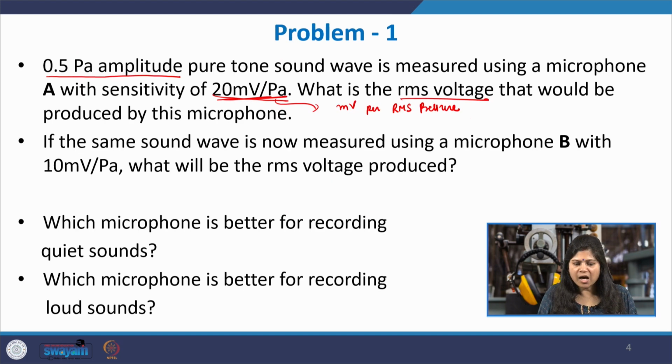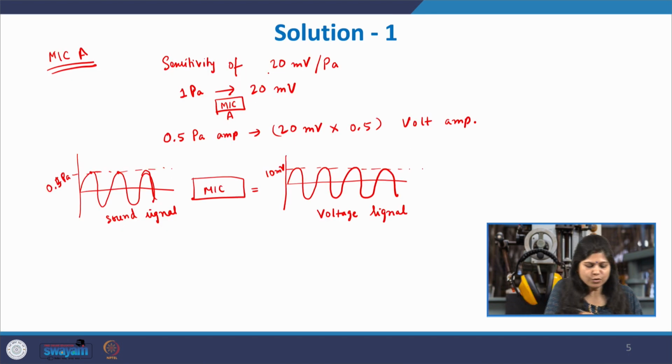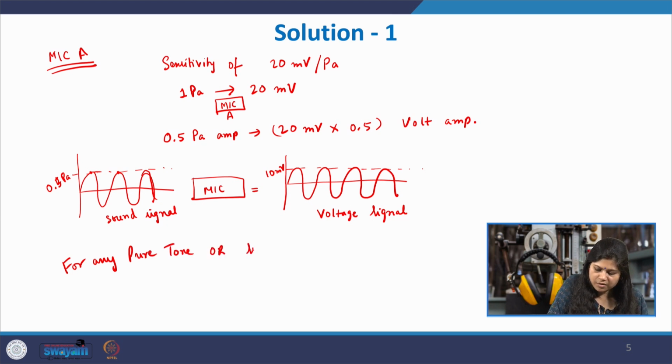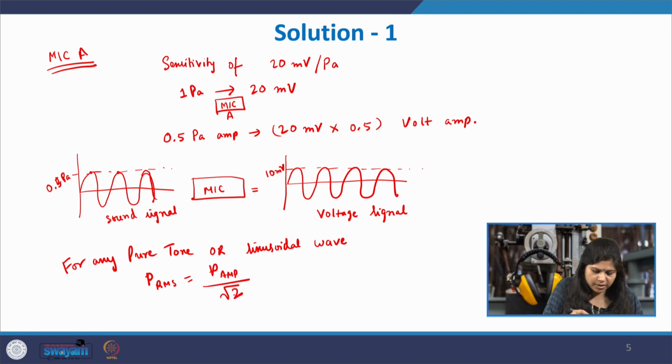Here the question asks what should be the RMS voltage. It shows that it is a pure tone sine wave. So, for a sinusoidal wave, for any pure tone, the RMS value is obtained by dividing the amplitude or the peak value by root 2. This is how you obtain the RMS value for this sinusoidal wave.